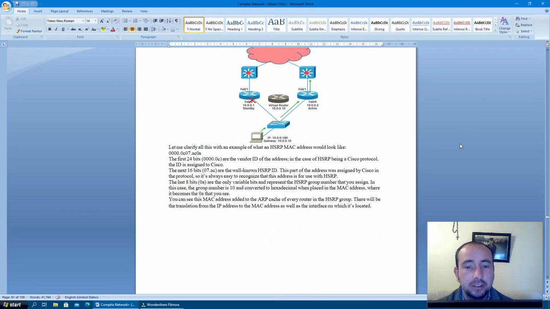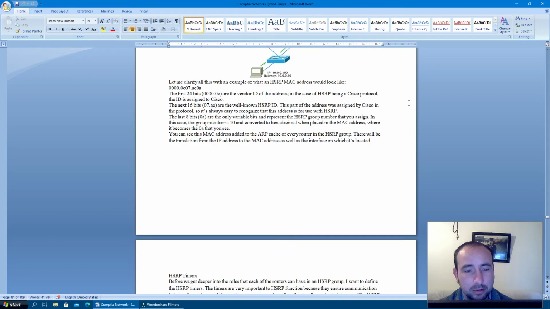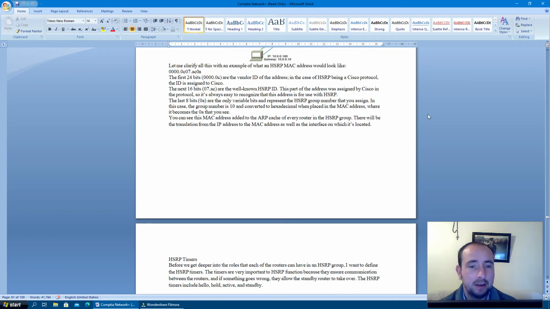So here you can see again, this router isn't active, this one is. So there we go. Let me clarify all this with the example of what a HSRP MAC address would look like.